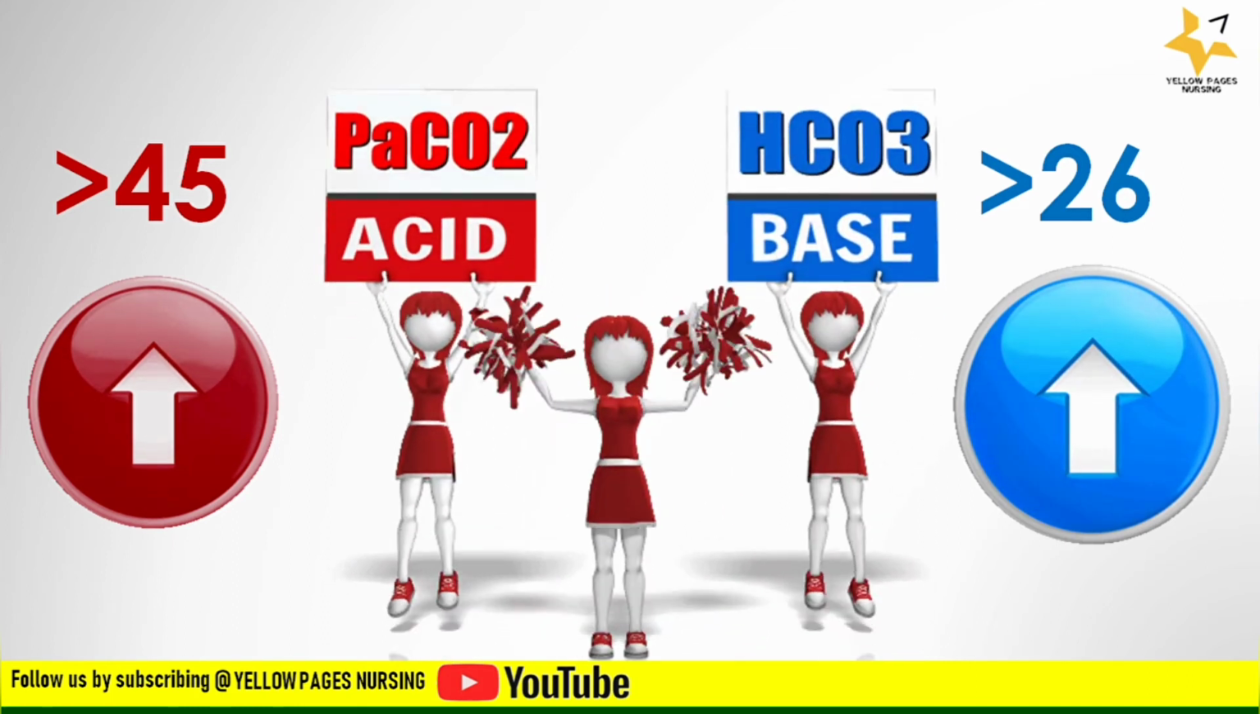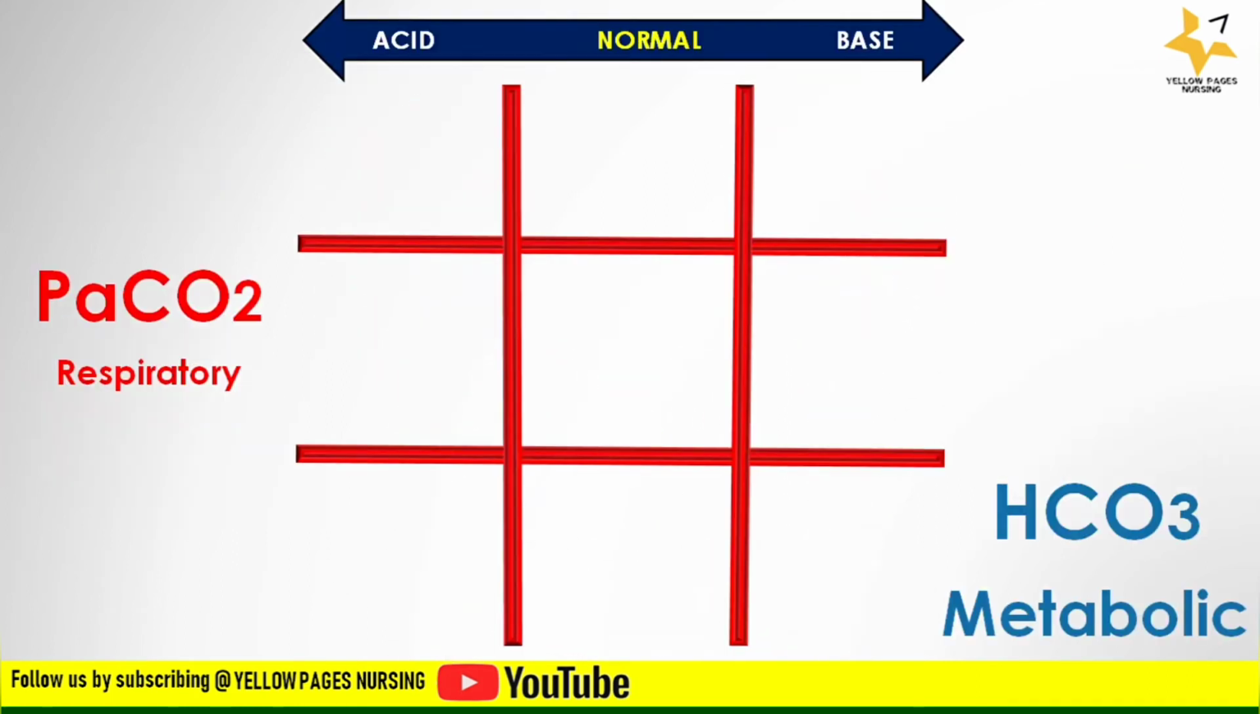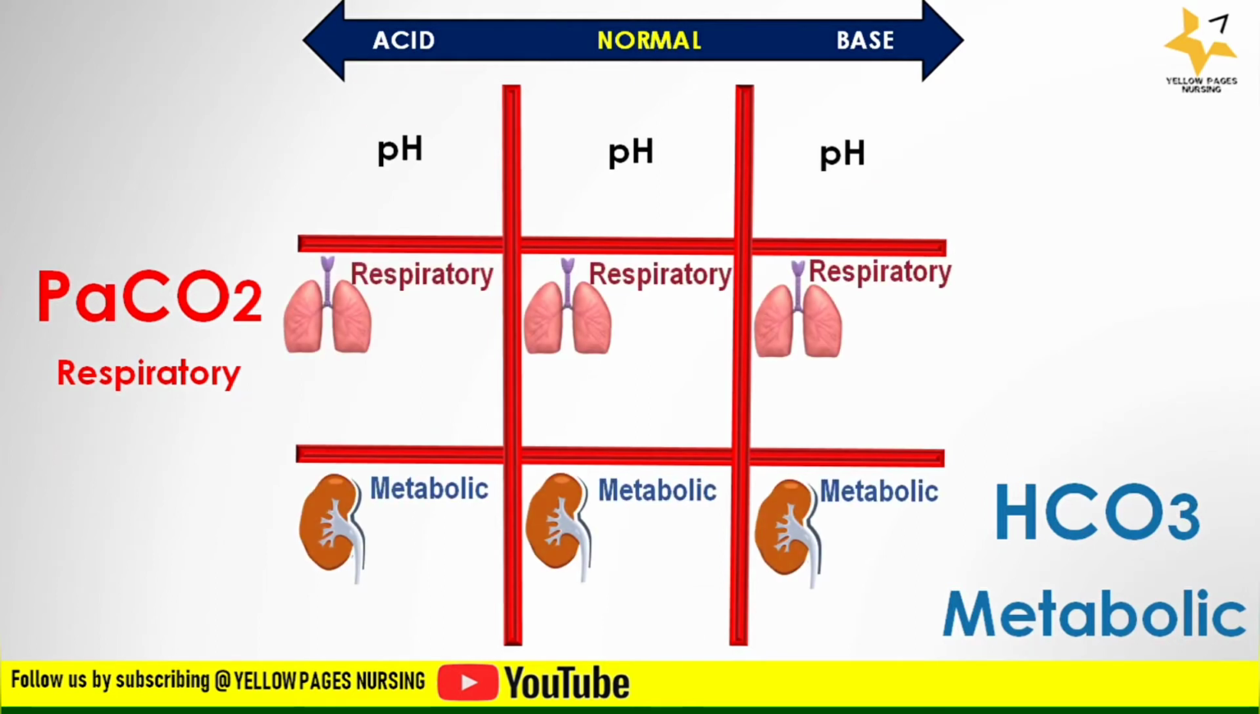Before beginning the examples, if there is a primary change in PaCO2 value, we say it is a respiratory problem, and when there is a primary change in the bicarbonate value, we say it is a metabolic problem.